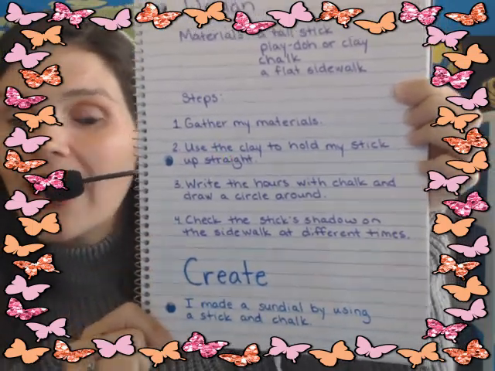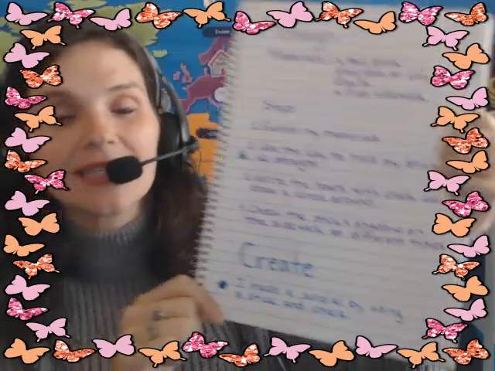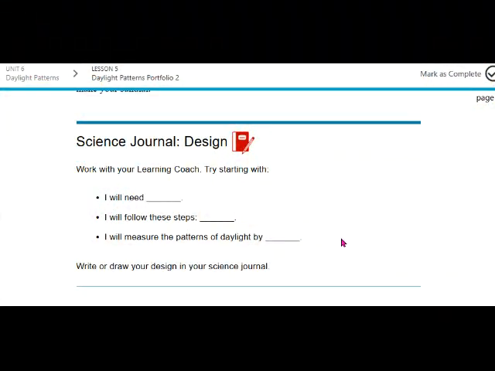And number 4, I will check the stick's shadow on the sidewalk at different times. So that is my plan, or the steps I will follow for my device. Make sure you design your device in your science journal. Remember, you can use pictures and words if you would like to. This is the end of lesson 4.